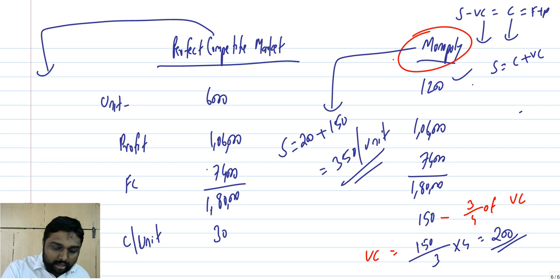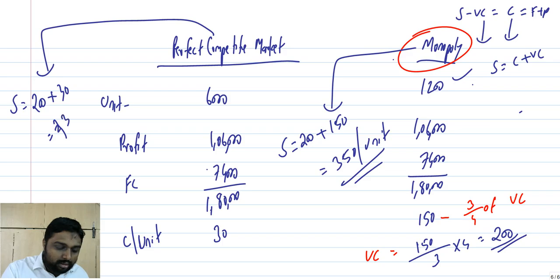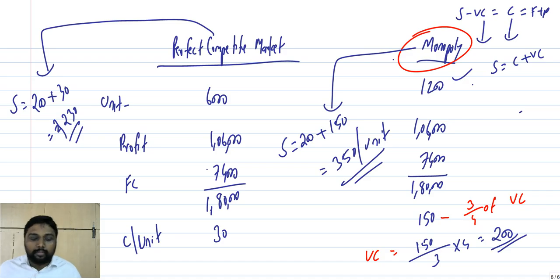So what will be here under perfect competition also? See, we know whether it is a monopoly or a perfect competition, variable cost per unit will remain the same. So variable cost will be 200 plus the contribution 30. So the selling price will be 230. Are you got it? So under monopoly 350, and under perfect competition 230.